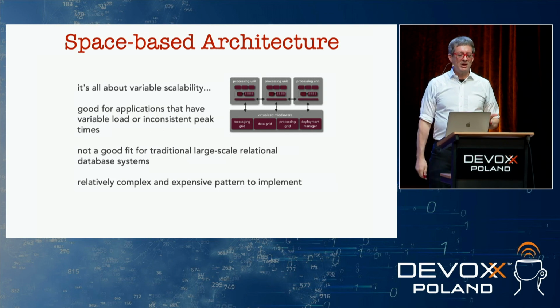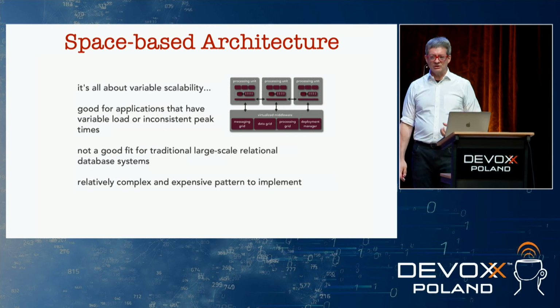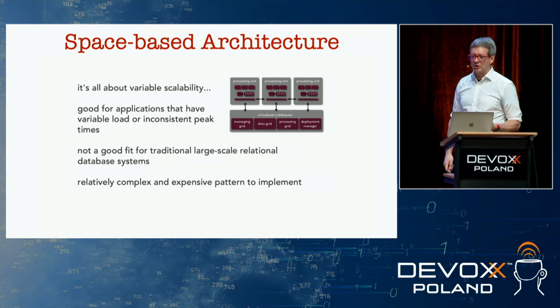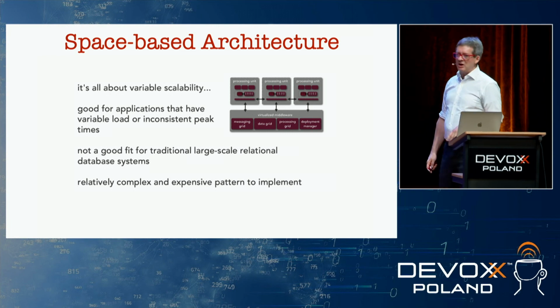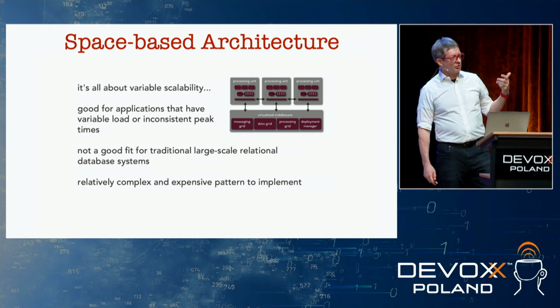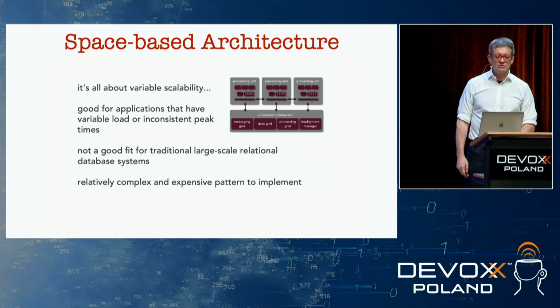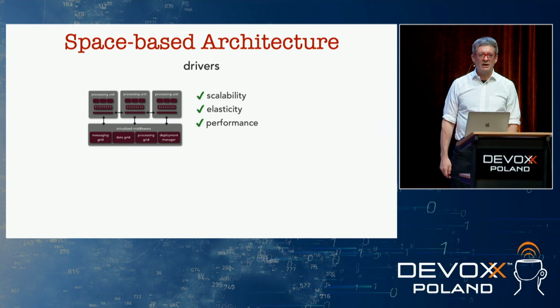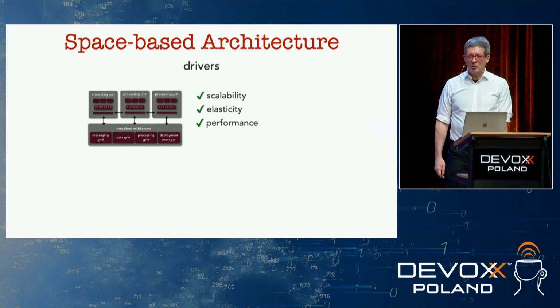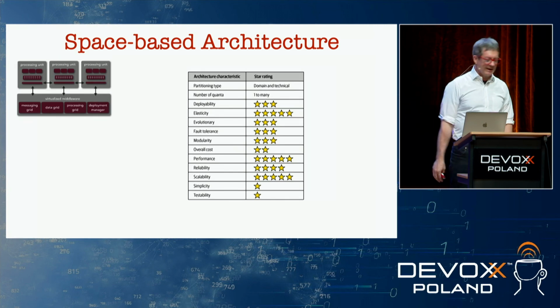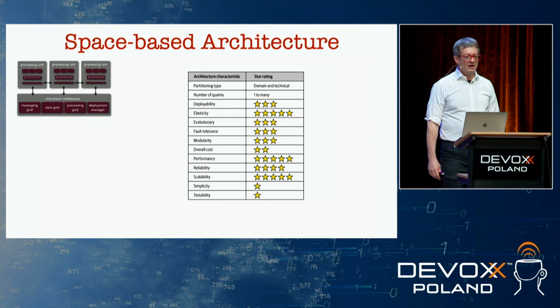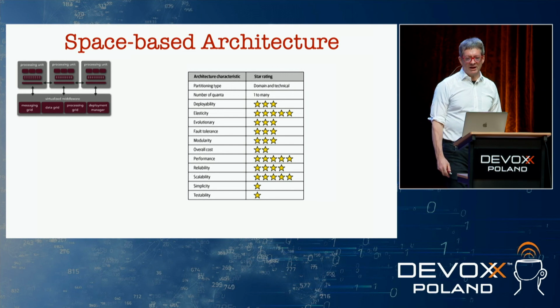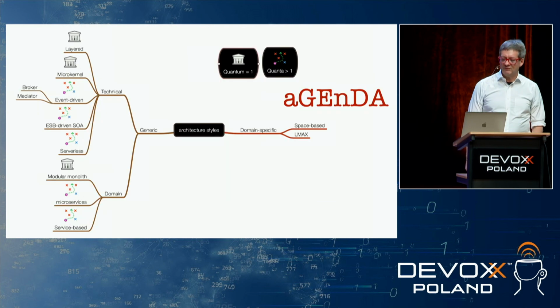But it's really about variable scalability. It's really good for applications that have variable load or inconsistent peaks. It's not great for hardcore relational transactional systems, but it does give you the ability to do things like 10,000 new requests show up within a half a second, and we can still manage that from an architectural standpoint. So this leans heavily on elasticity at the exclusion of a lot else.